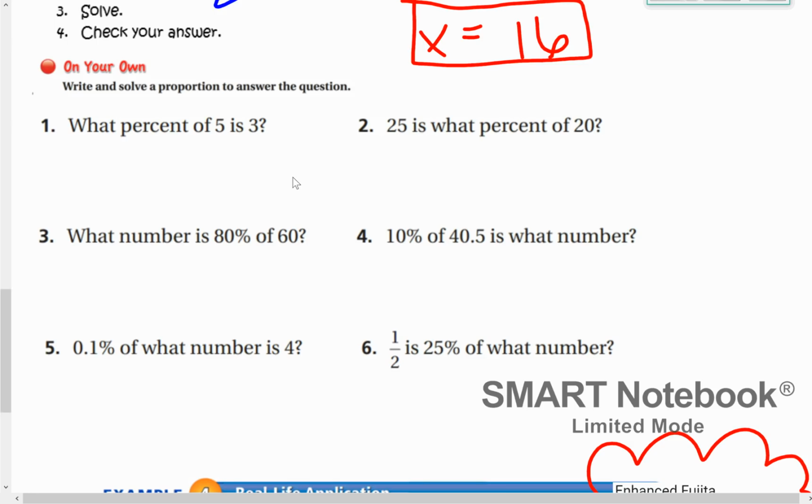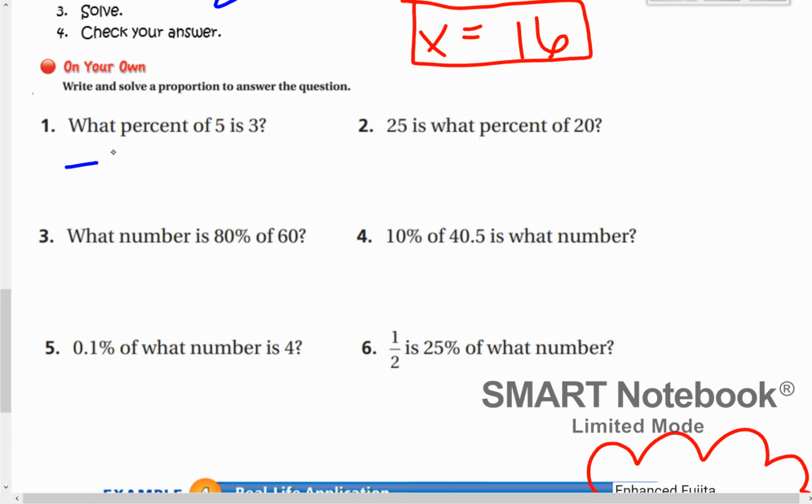If you feel comfortable, I want you to pause the video and try these on your own. It doesn't hurt to try and get them wrong, and then come back and check those answers. At least try for number 1. If you don't get it right, then watch the video for number 2, and then try maybe number 3 on your own. You're catching on.